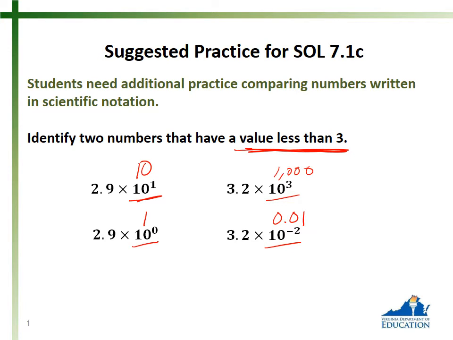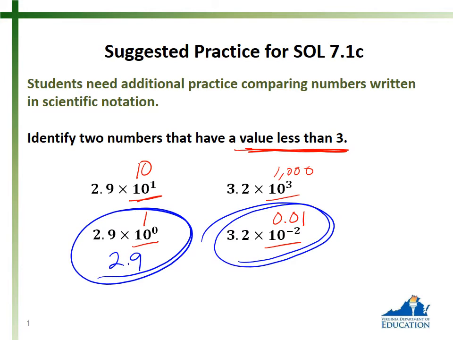or 1/100th. Already, without even figuring out the rest of the numbers, I could figure out that 2.9 times 1 gives me 2.9, so this one's going to be good. And the one where I multiply it by 1/100th would give me my second option. You notice that 3.2 times 1,000 is a little bit bigger than 3, so I'm going to cross that one out. And the same thing with 2.9 times 10 is bigger than 3. So I have two options here, and we must make sure that you identify both options.